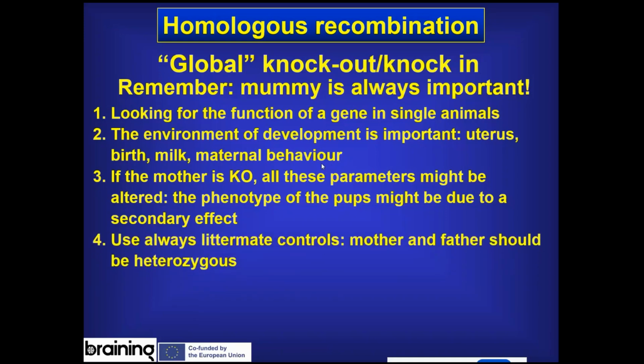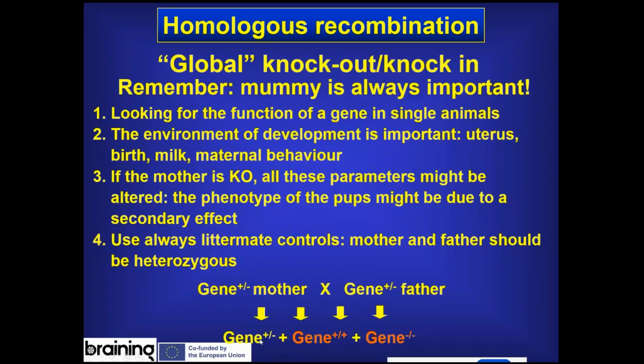So what you do to avoid this is use littermate controls. You take mothers and fathers that are heterozygous for the gene you want to study, so they have one knockout copy and one wild-type copy. And from this, you will have heterozygous mice to keep your colony. You have wild-type and knockout, which are brothers. They came from the same mother. So the only difference between the two of them will be the genotype.